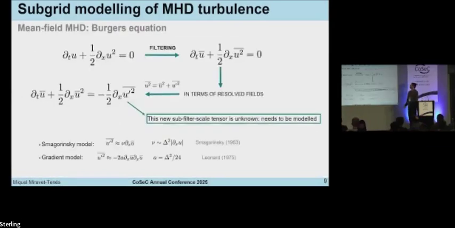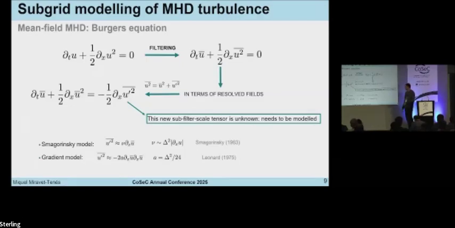So here we have an example. We have here the Burgers equation. If we apply this filtering operation and we decompose the fields into this slowly varying part and the turbulent contribution, we can see that when we filter this term, we will have an additional contribution due to the small scales. You can see here we have the average of the square of the perturbation. This new subfilter scale tensor is unknown because it belongs to the smaller scales, smaller than the computational grid, and we have to model it.